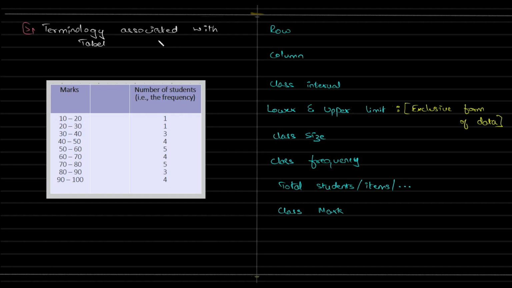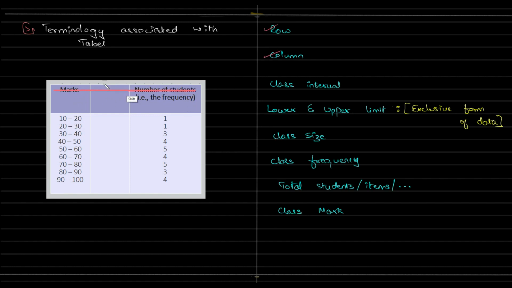Terminologies associated with the table. These are important, and don't miss any one of it. Please understand them, and each of them has to be understood and remembered. You can't miss any. So the first two words, basic words, row and column.